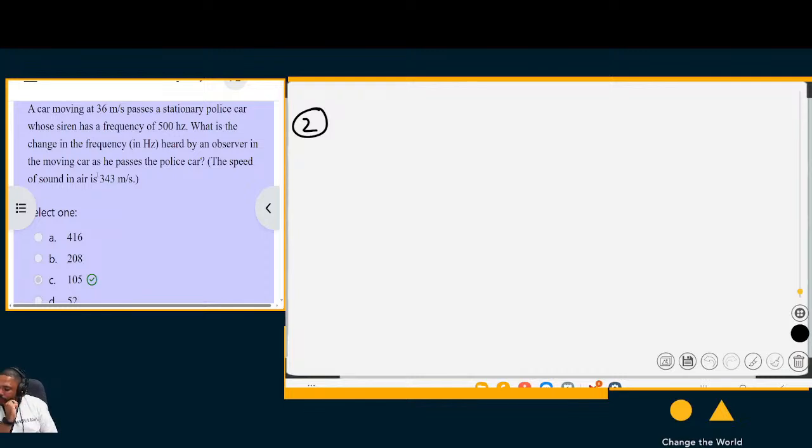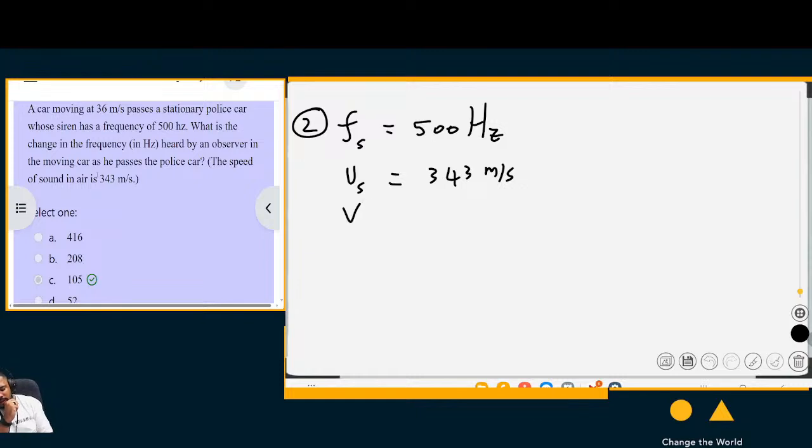Now, what has been given? The frequency of the source is equal to 500 hertz. The speed of sound, v_sound, is equal to 343 meters per second. This is a Doppler effect equation, the change in pitch. The speed of the observer in the car is 36 meters per second, and the speed of the source is equal to 0 meters per second because the source is not moving.